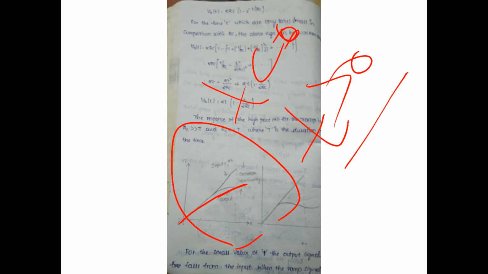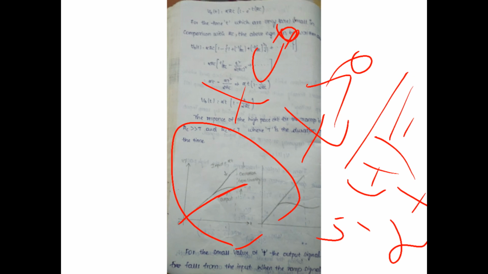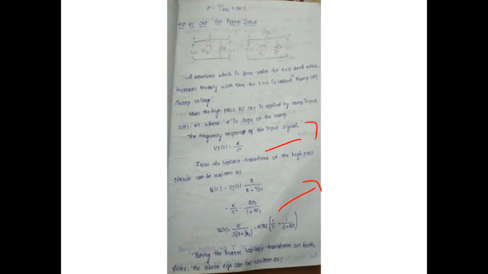In this case, the input signal is taken as v of t is equal to alpha t, where alpha is the slope of the ramp. So we are applying the slope of the ramp signal to the high pass filter. In that condition, we apply the Laplace transform to the input, and at the same time we apply the Laplace transform to the output. So the signal will be like this.